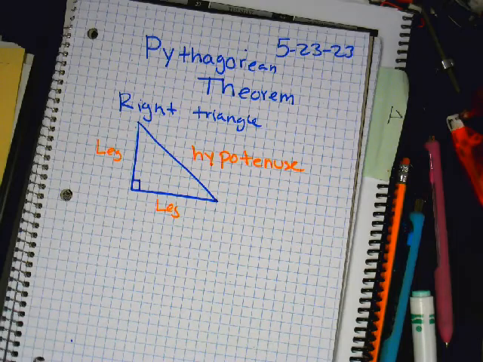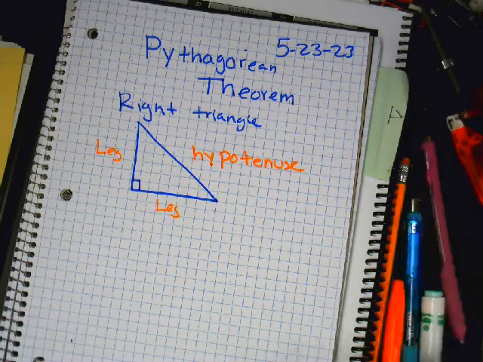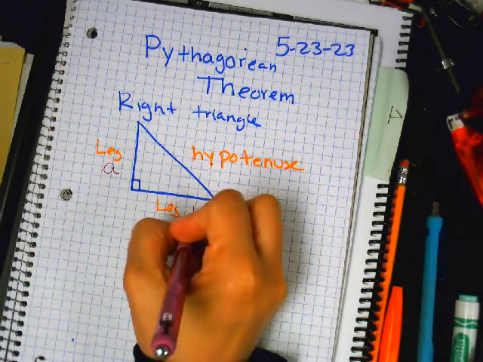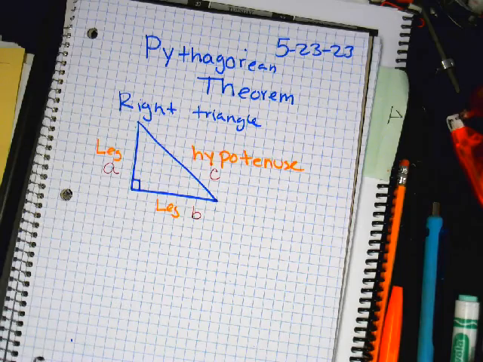All right. So he decided to call the legs leg A and leg B, and your hypotenuse will always be C. A and B can switch places.